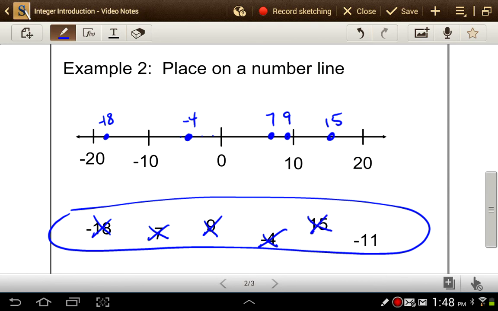And then the last we have negative 11. And that's going to be just past negative 10. It's to the left, guys. Alright, it's the opposite of when you're positives. When you're going to the right, you're going to the left now. So it's negative 10. Negative 11 is just on the other side of that. And that is placing on a number line. Okay? And you can pause, go ahead, otherwise I move on to the last example.